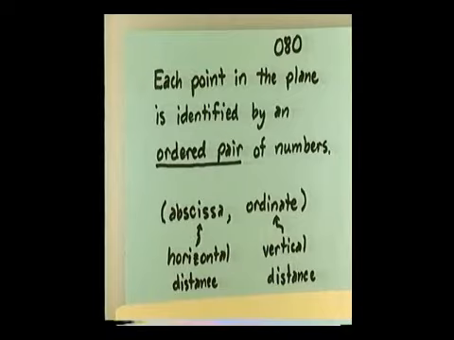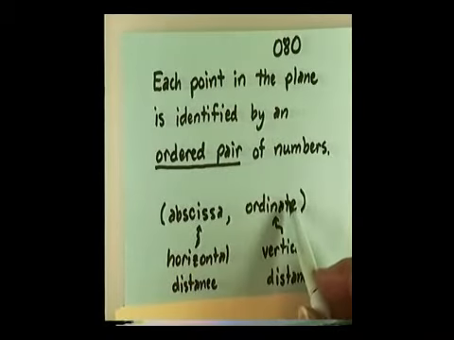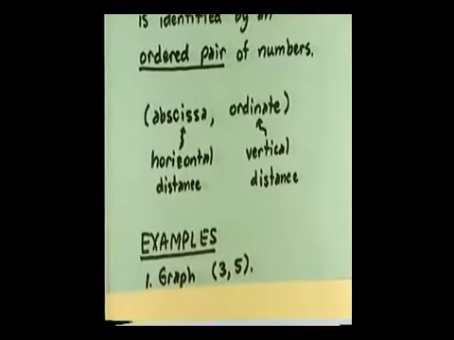Usually, we will use the letters X and Y for our ordered pair, and using X and Y, the abscissa will be the X value, the ordinate will be the Y value. However, we can use any pair of letters that makes sense for the problem. Let's graph some of these points, so let's look at some examples.